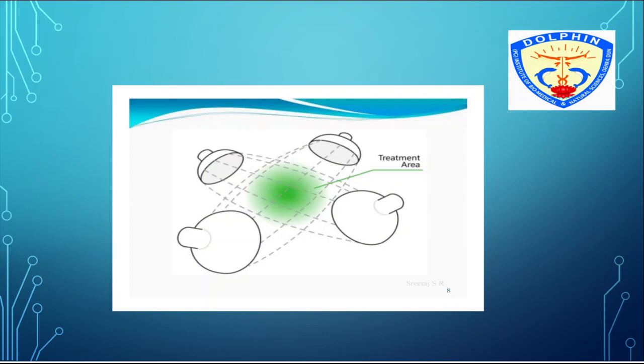In the diagram you can see this is the treatment area where the patient feels pain, inflammation, or a post-traumatic condition. Here we use 4 electrodes. These are the 4 electrodes. In the practical session I will also explain how the electrodes are placed in interferential therapy. So there are two frequencies, and here we use 4 electrodes.